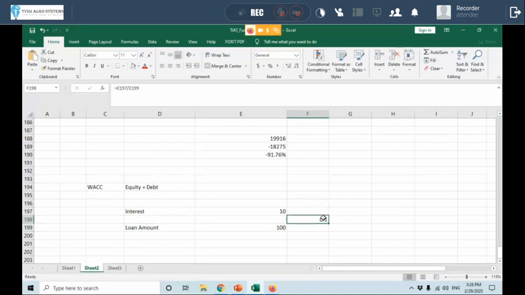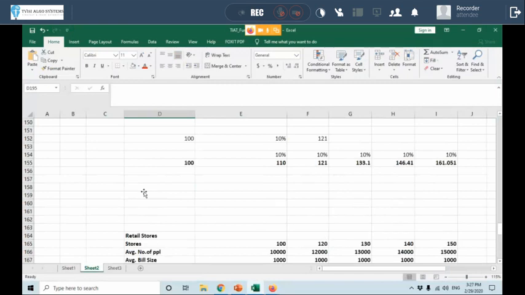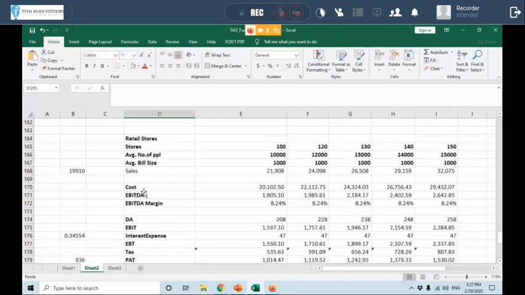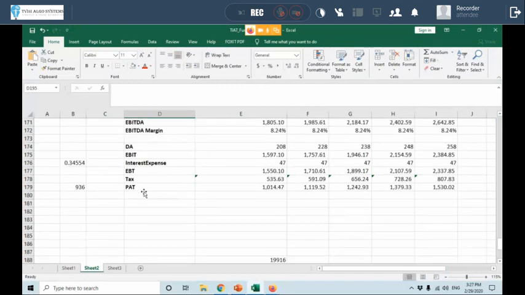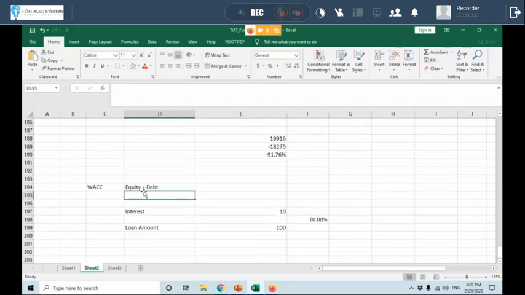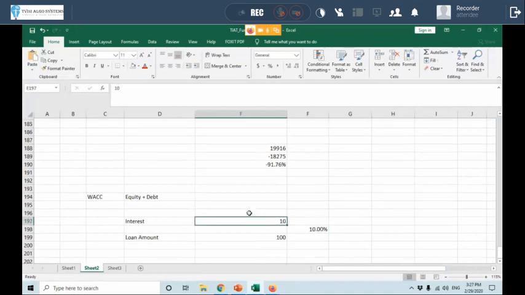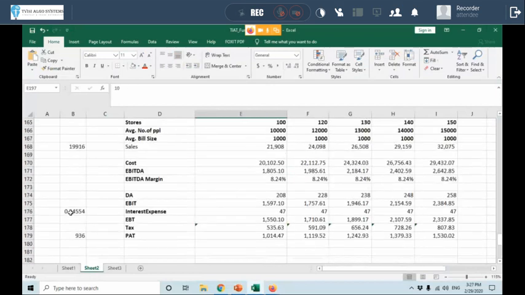So what is cost of debt? The interest you pay, right? And the total loan amount. If my total loan amount is 100 and the interest I am paying is 10, so my cost of debt is 10 divided by 100. My cost of debt is 10%, right?